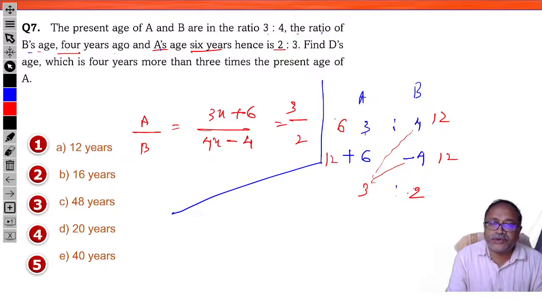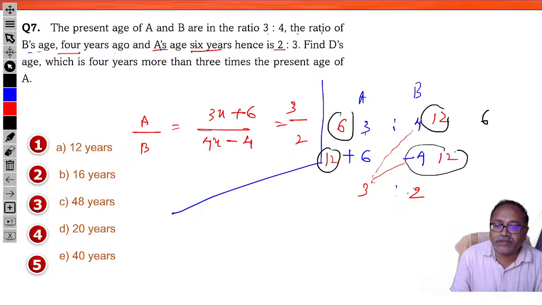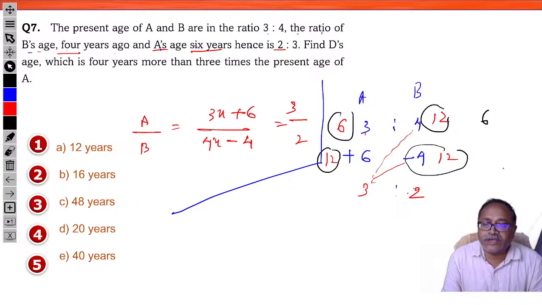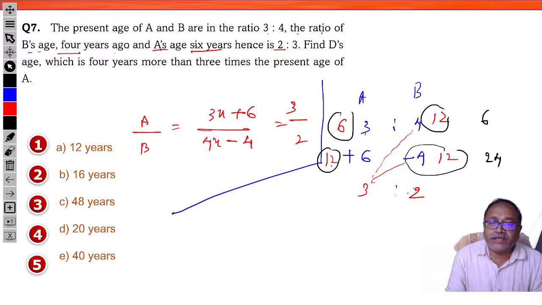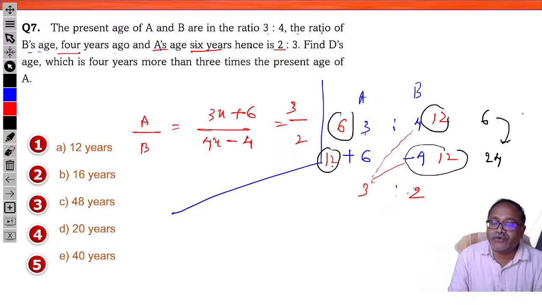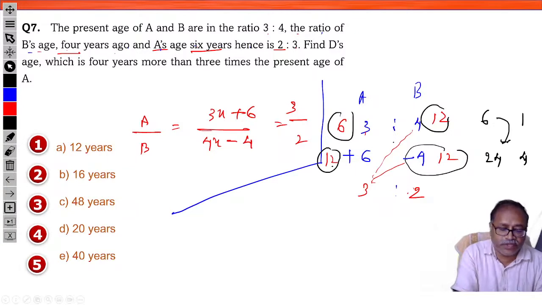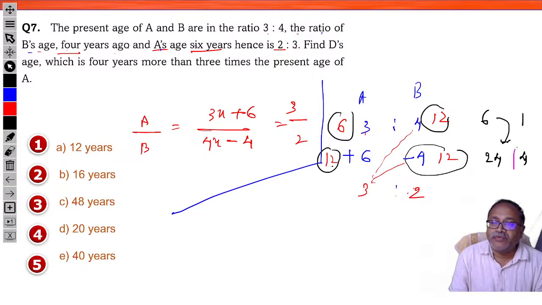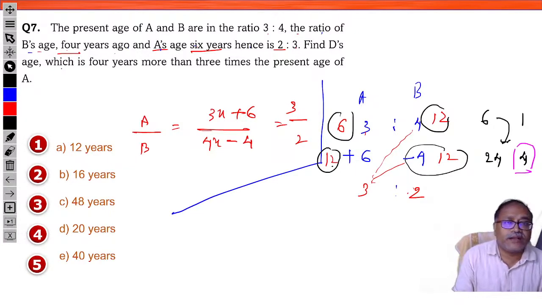Take the difference between these numbers, that is 6 and 12, that is 6 parts, and then 12 minus minus 12, it is 24, because here it is plus 12, here it is minus 12. So 6 parts is 24, then 1 part will be 4. So this is a very important outcome for me. 1 part is 4.